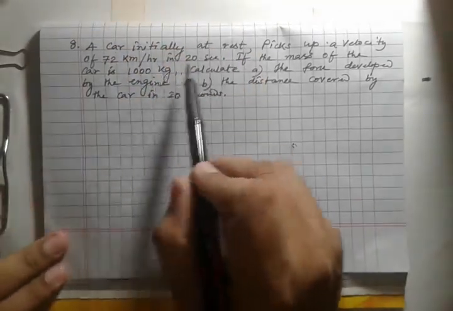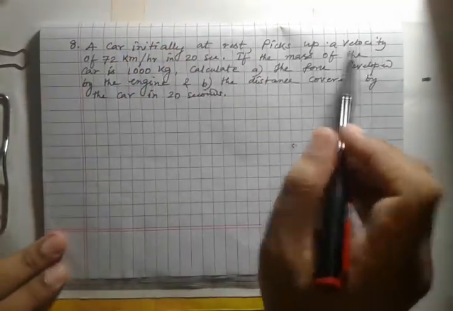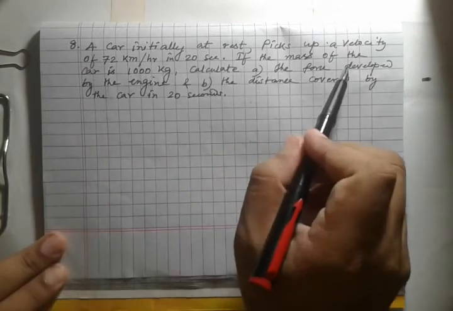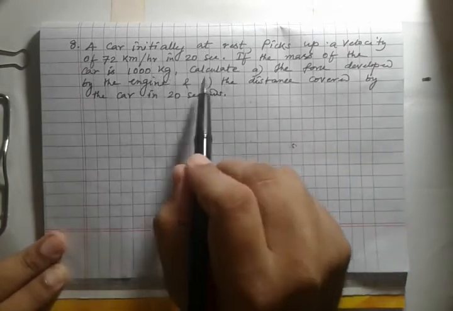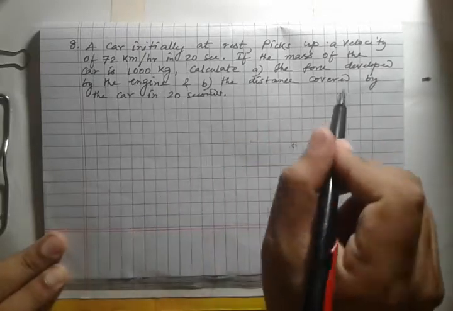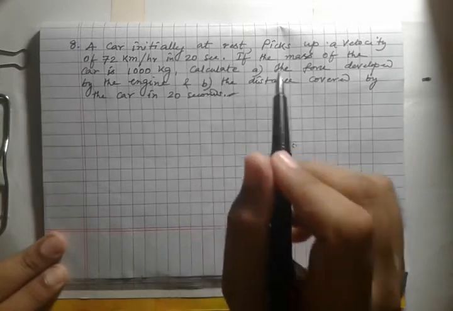So this is question number 8. I read the question. A car initially at rest picks up a velocity 75 km per hour in 20 seconds. If the mass of the car is 1000 kg, calculate A, the force developed in the engine, and B, the distance covered by the car in 20 seconds. That you have to find out.